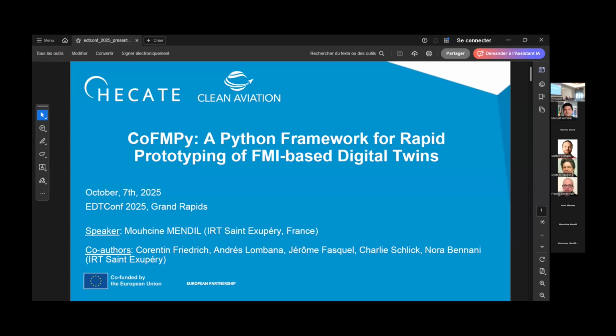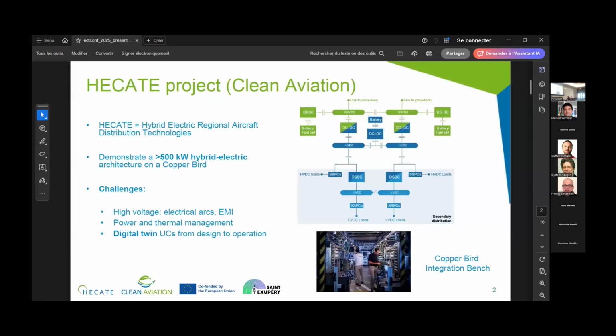I will start by telling you a little bit about the context. CoFMPy was developed as part of the Hecate project. It's a European project funded by Clean Aviation, and it's all about designing hybrid electric regional aircraft distribution technologies.